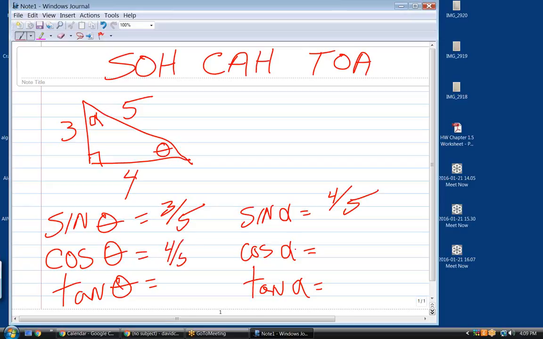And what's the cosine of alpha? 3/4. And what's the tangent of theta? 3/4. And the tangent of alpha? 4/3. All right. You want to get really good at that.